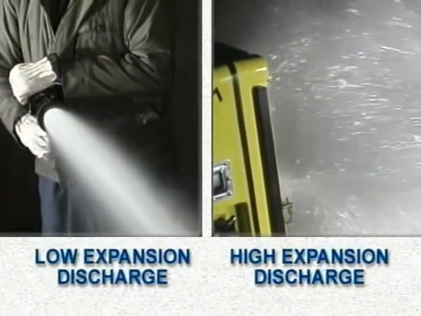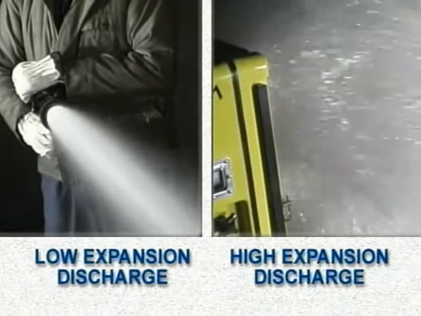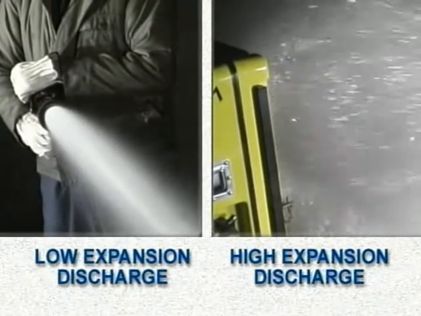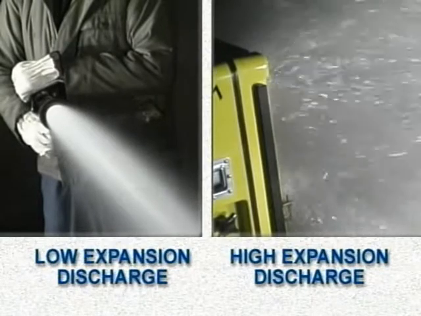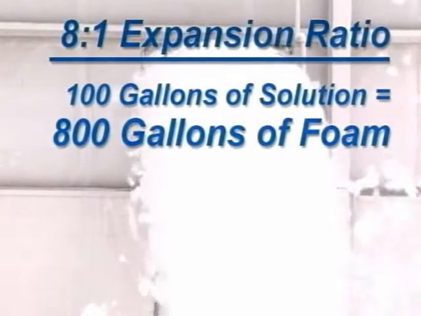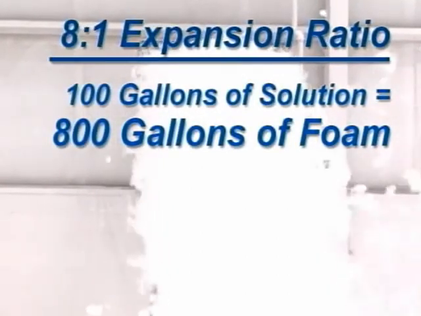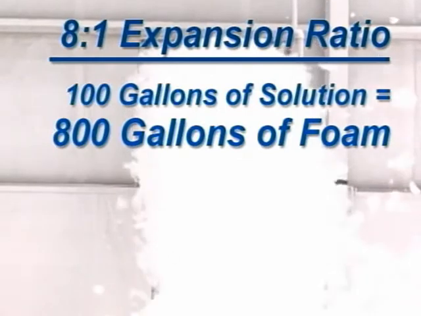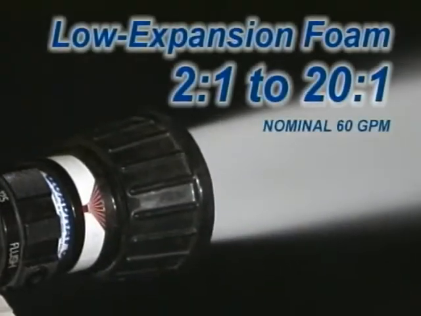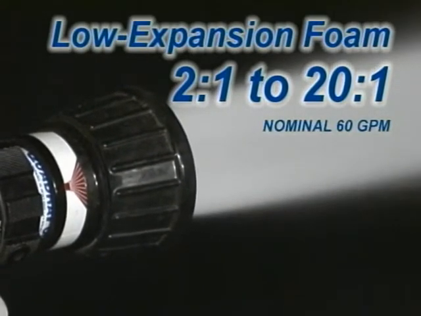Essentially, the difference between high and low expansion foam is defined by expansion ratio, which simply indicates the amount of foam solution needed to generate a volume of finished foam. For example, an 8-to-1 expansion ratio means that 100 gallons of foam water solution can produce up to 800 gallons of finished foam. Low expansion foams have expansion ratios ranging from 2-to-1 to 20-to-1.